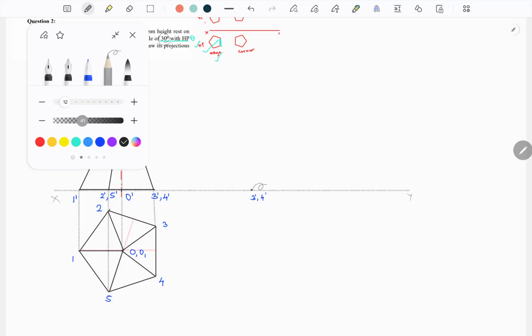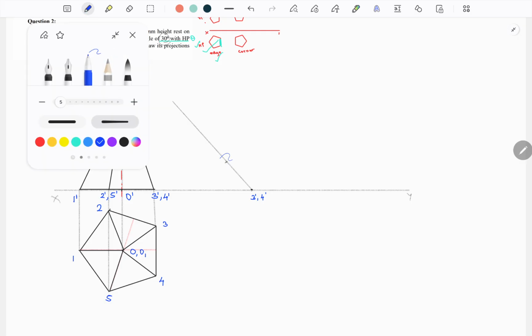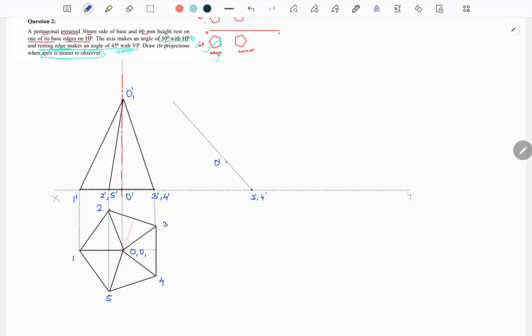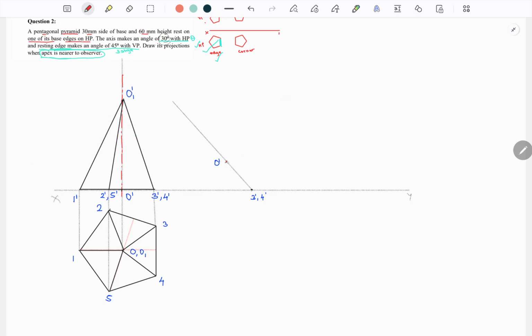Now we have the inclination of the base. How much is that? 60 degree. You take this inclination 60 degree. Then you locate the point 3 dash, and 3 dash to O dash, you take it in the compass. From this point you cut an arc, and this point is nothing but, which is this point? O dash. Is that clear? And I need to draw a perpendicular line, so from this I will draw a perpendicular line.